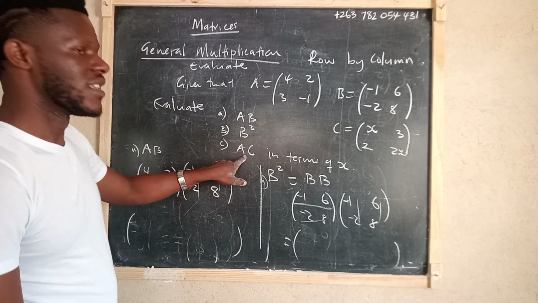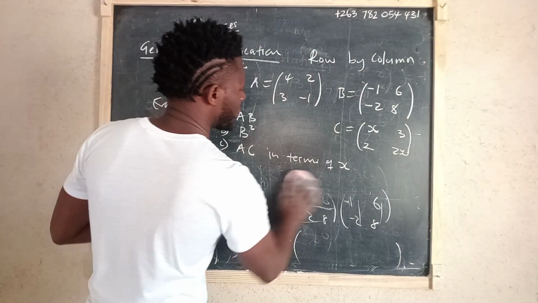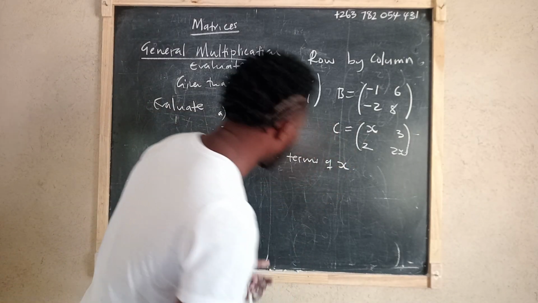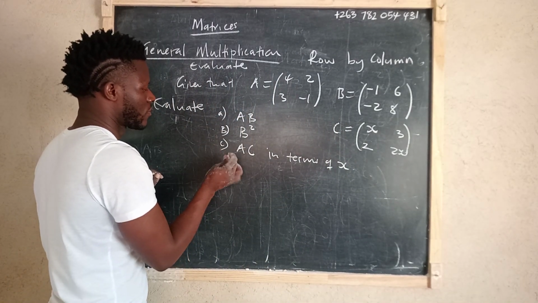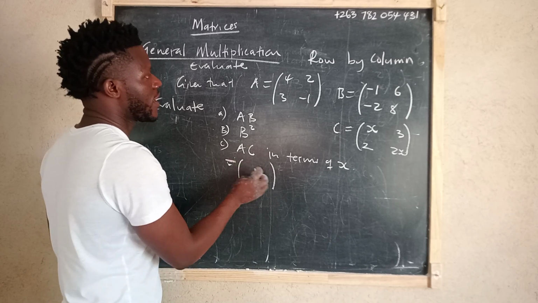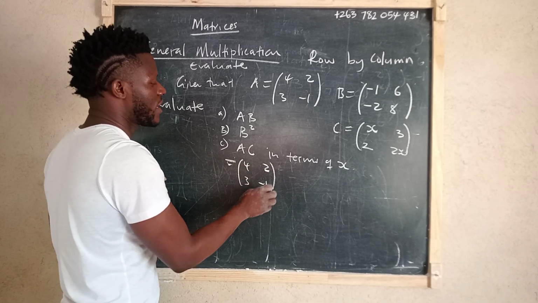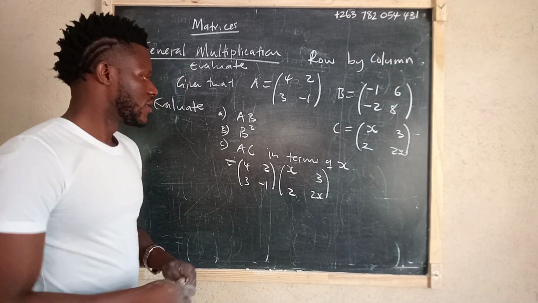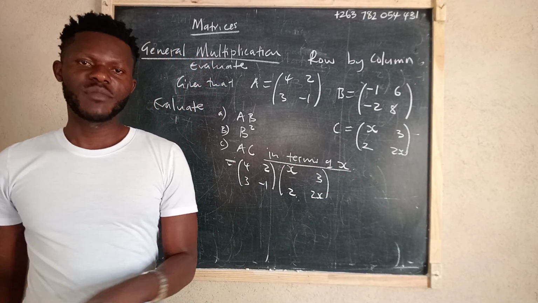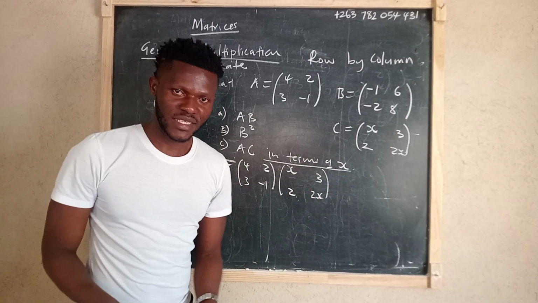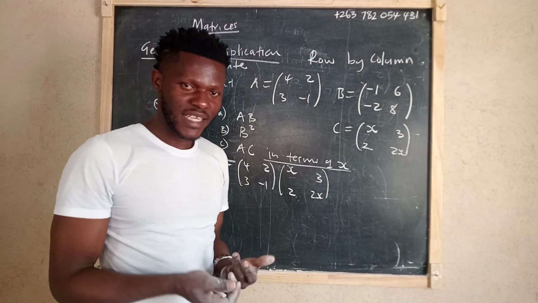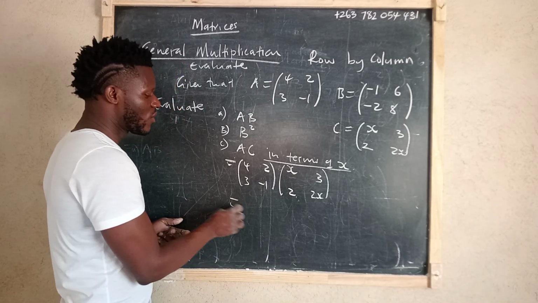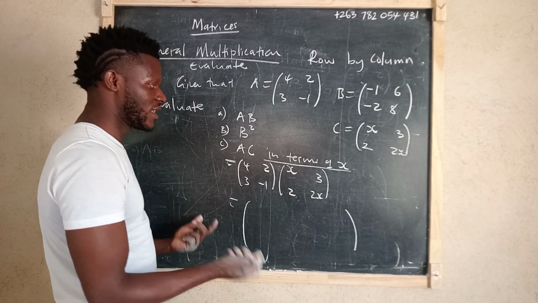How about the last one, which is written in terms of x? Find AC in terms of x. AC equals, take matrix A, 4, 2, 3, minus 1, then take C, x, 3, 2, and 2x. The statement written in terms of x simply means do not worry about the value of x. Just use the letter x in such a manner as if you wanted to use a number positioned here. So we are simply using the letter x. Row by column multiplication, I'll do this one quickly in a shortcut way.